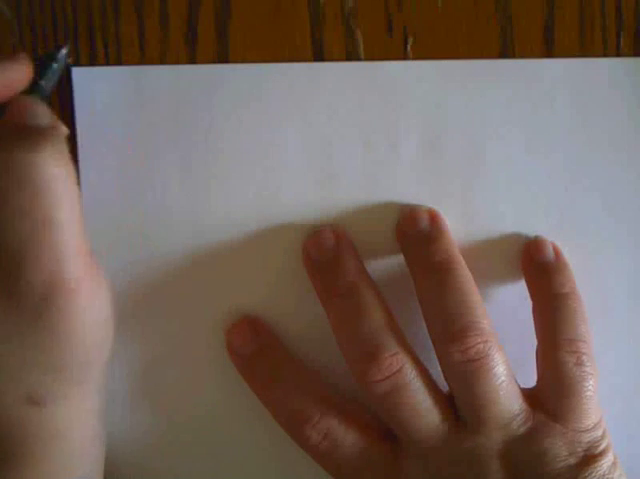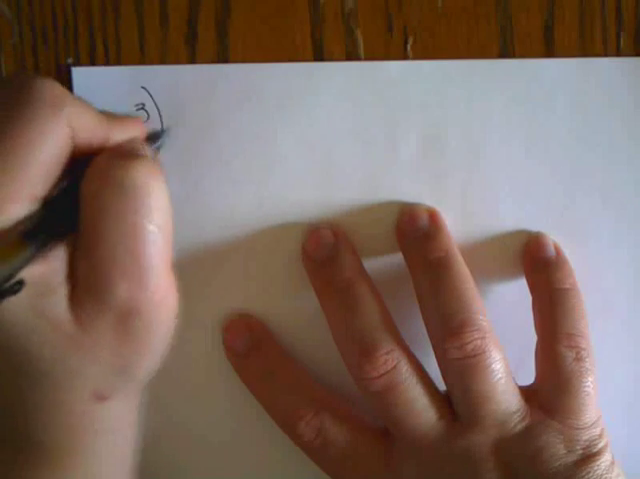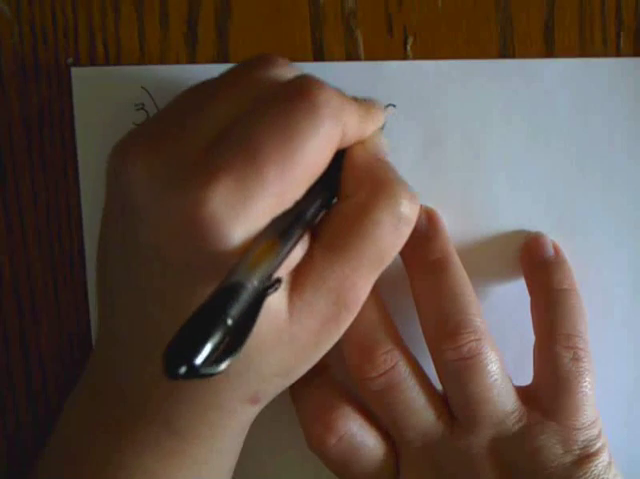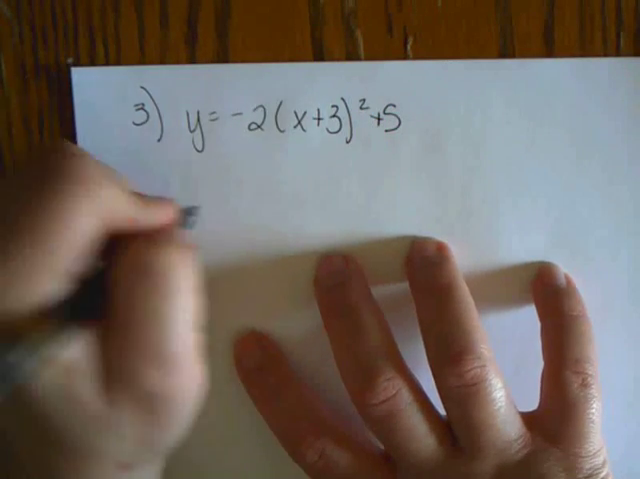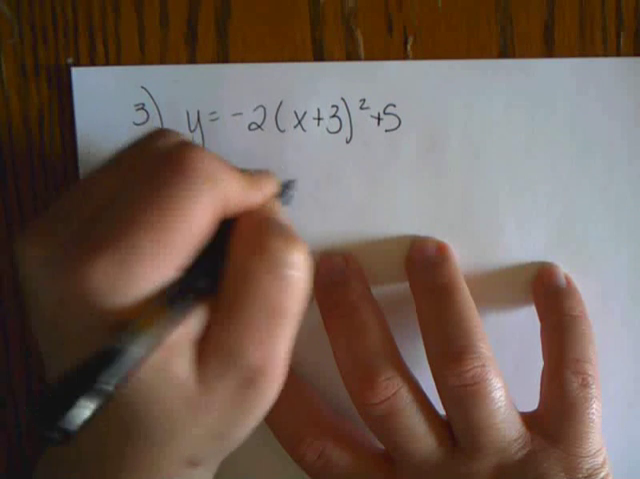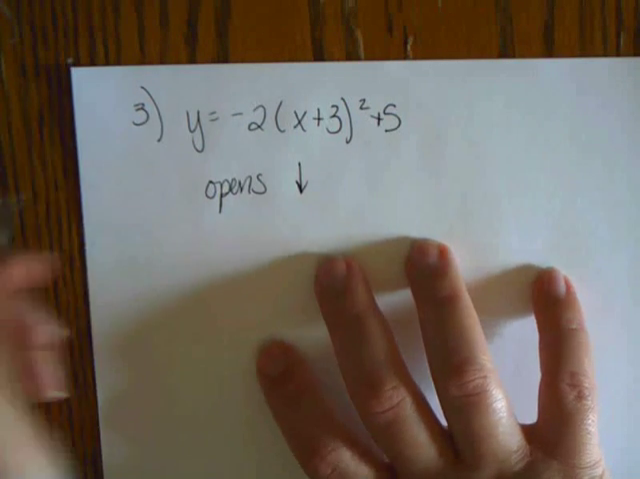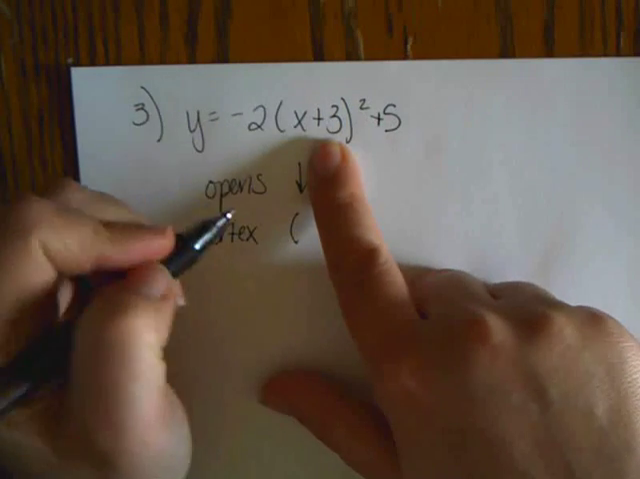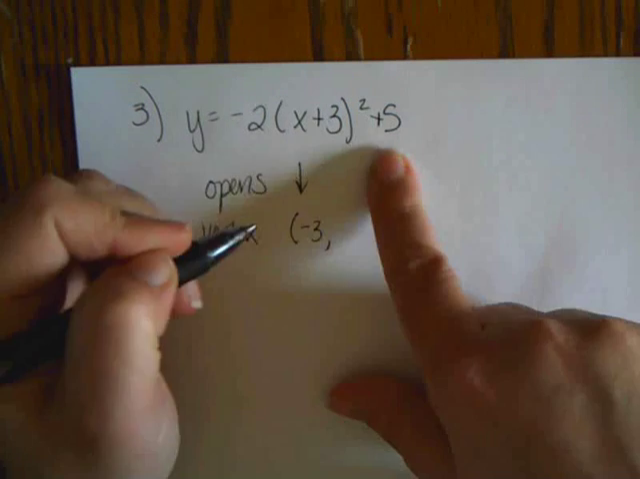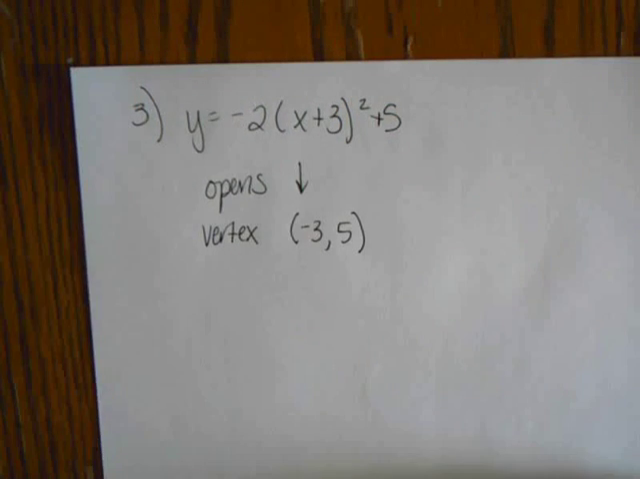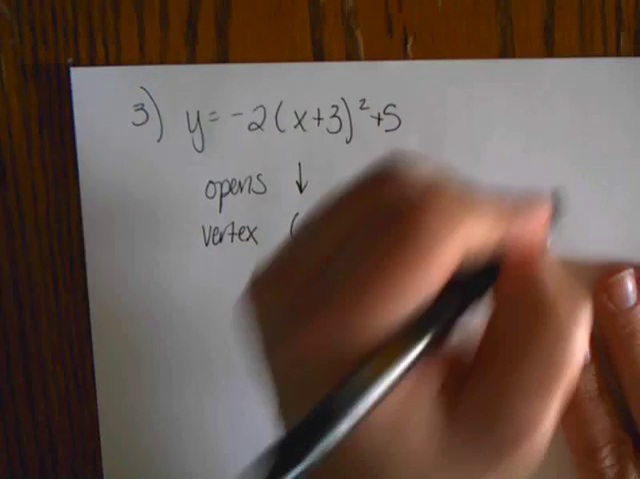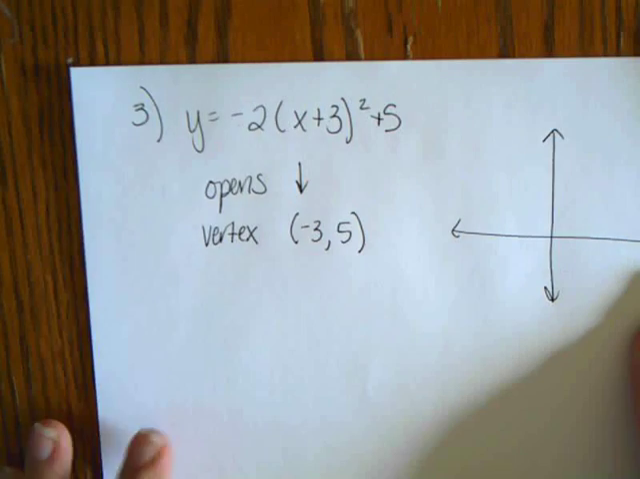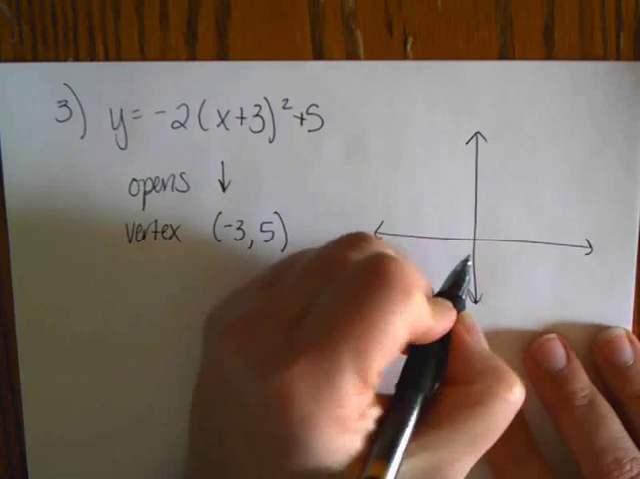All right. Number 3, y equals negative 2 times the quantity x plus 3 squared plus 5. This opens down because of the negative, and the vertex is opposite of this sign, so this is a positive 3, so it'll be negative 3, regular up 5. So we know it opens down. Our vertex is negative 3, 5.